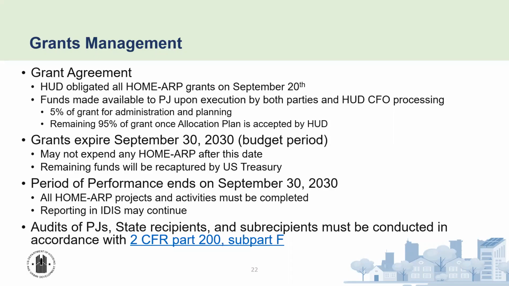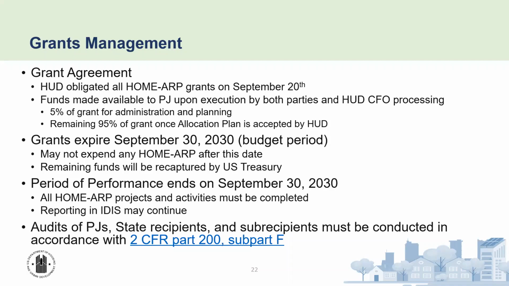The PJ also agrees to assume all responsibility for environmental review, decision-making, and actions as required in the regulations at 24 CFR 92.352 and 24 CFR Part 58. The budget period for HOME-ARP grants begins on the date HUD obligates the HOME-ARP funds, which was September 20th. Grants will expire on September 30th, 2030. I'll just repeat that again. Grants will expire on September 30th, 2030. This means the PJ may not expend any funds after this date.